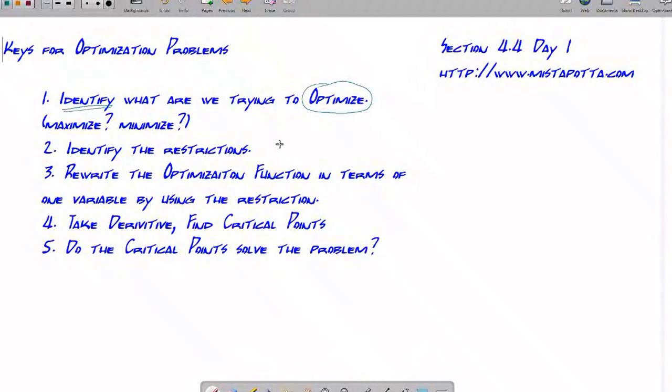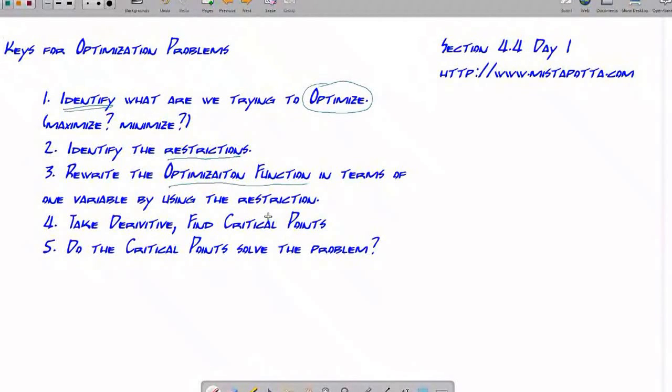The second thing that we're going to have to do is identify the restrictions, because we live in the real world, and so we need real world restrictions, real world expectations. And it's these restrictions that are going to allow us to rewrite this optimization function in terms of one variable. The whole idea is that I want to transform this from a relation to a function, and I'm going to be using the restriction to do this.